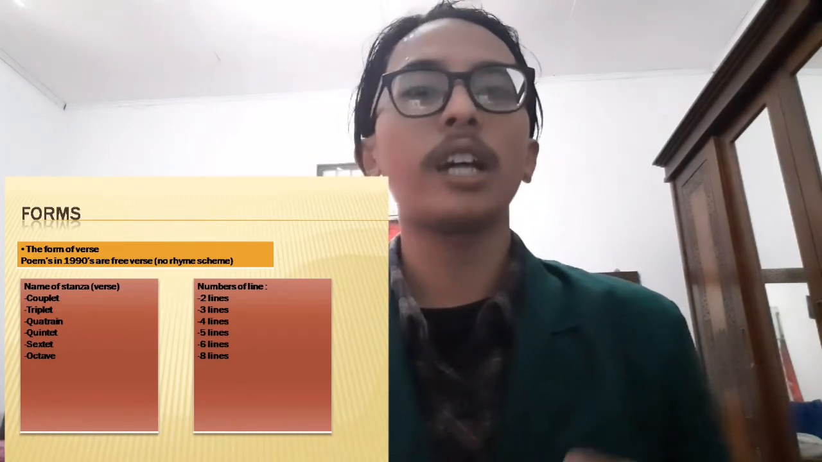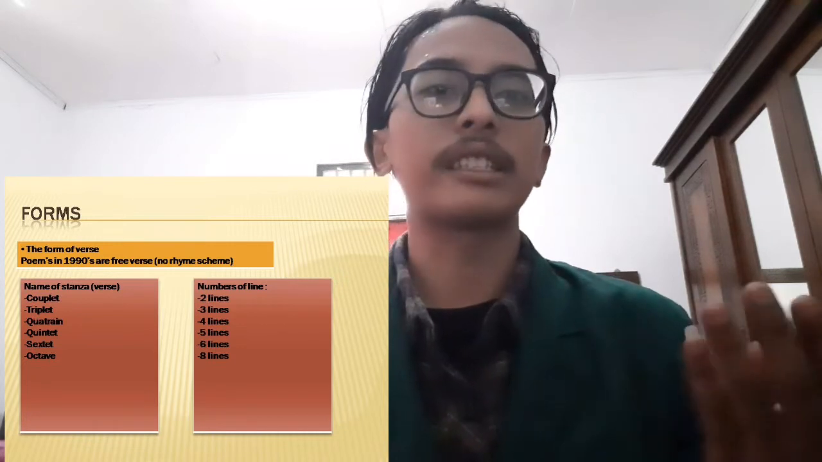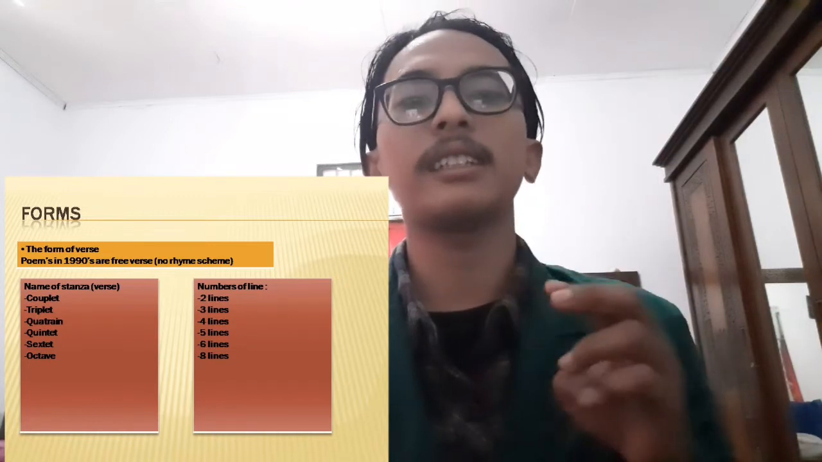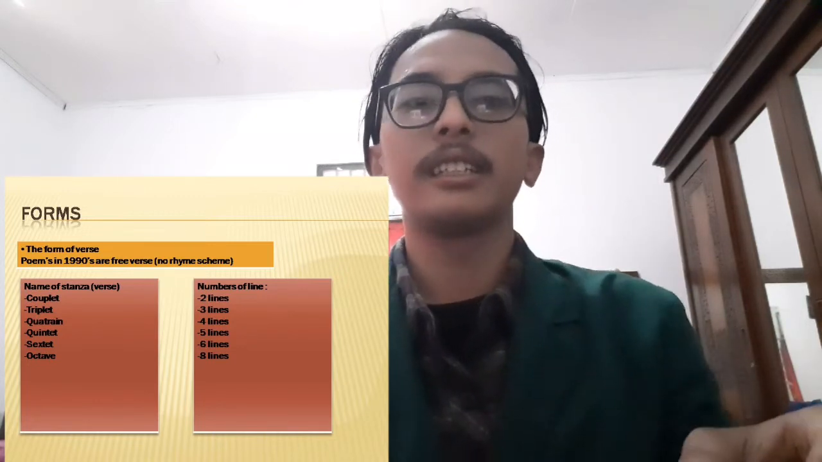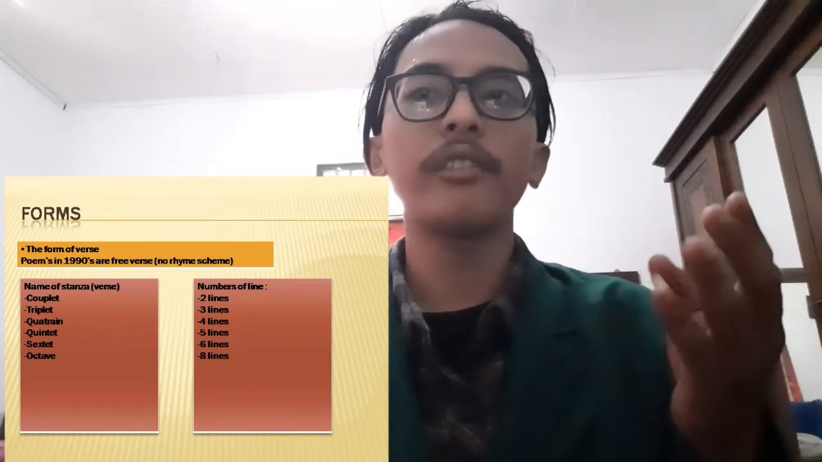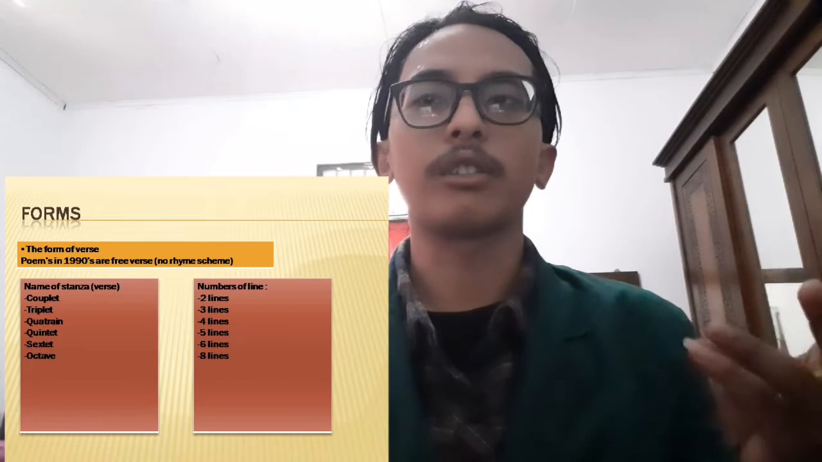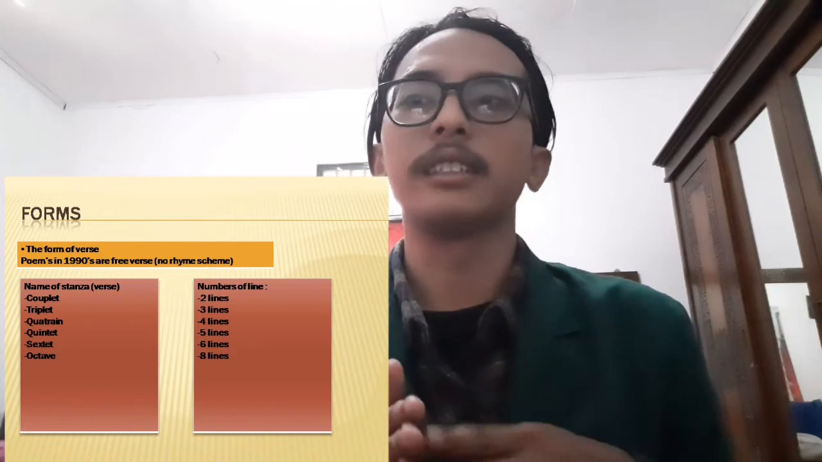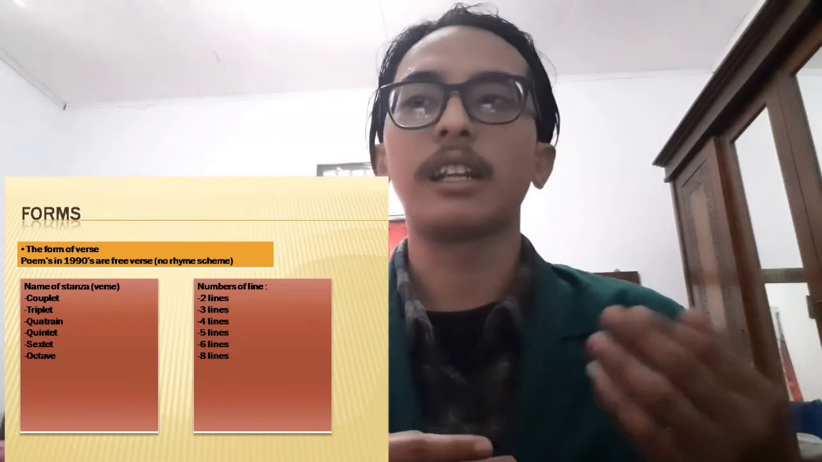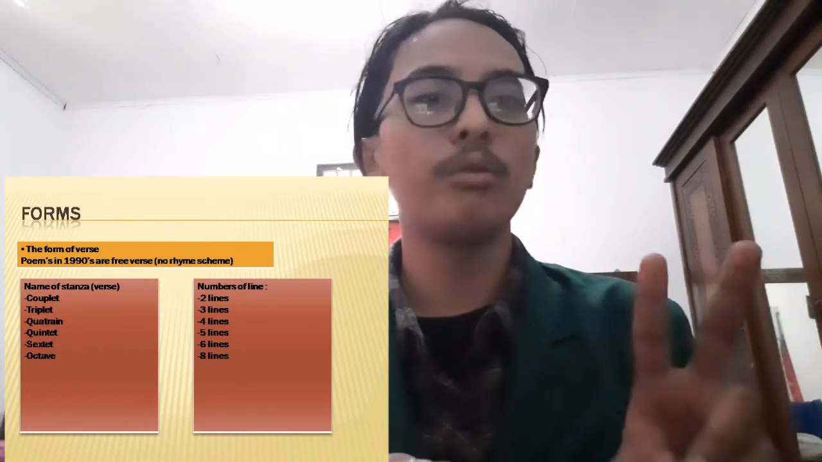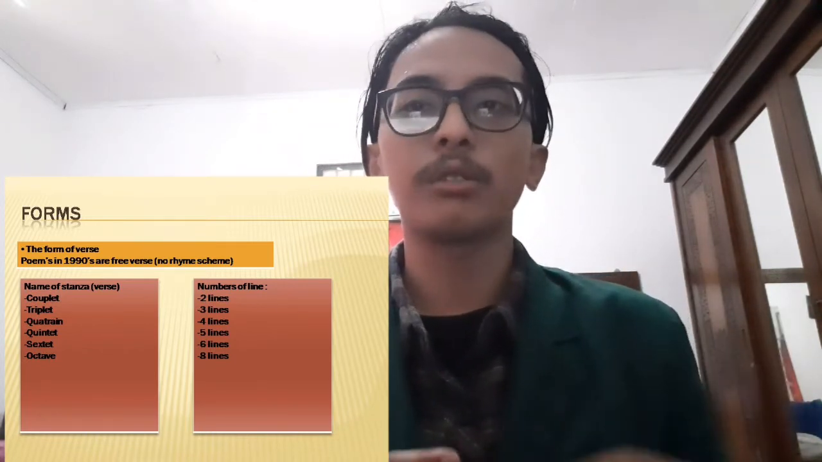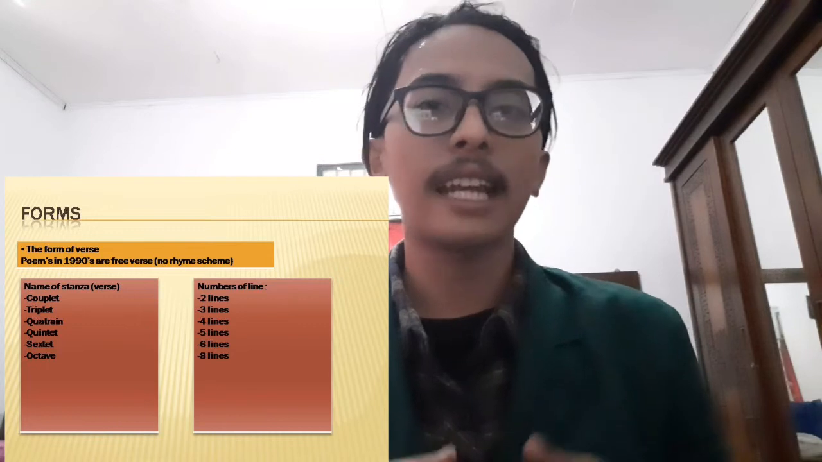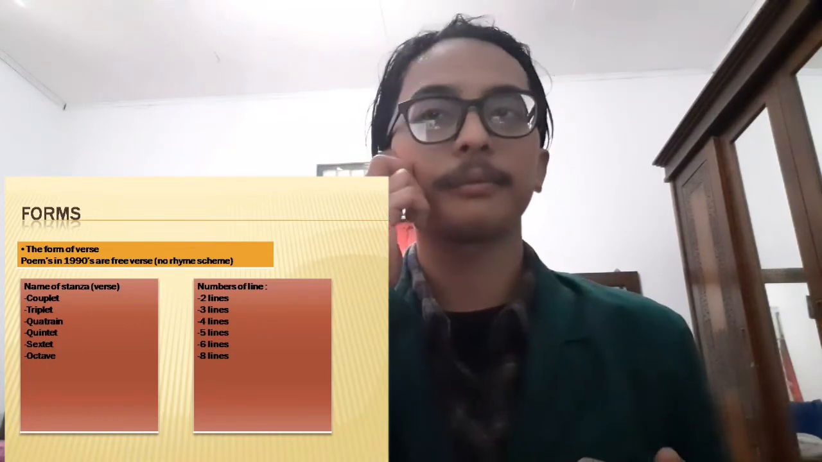Okay, and the last one is forms of verse. Poems in the 1990s are free verse. So the poems from the 1990s era don't have rhymes, so it is called free verse. The names of stanza or verse are: couplet, 2 lines; triplet, 3 lines; quatrain, 4 lines; quintet, 5 lines; sextet, 6 lines; and octave, 8 lines.